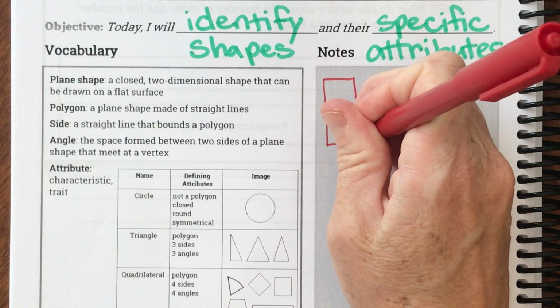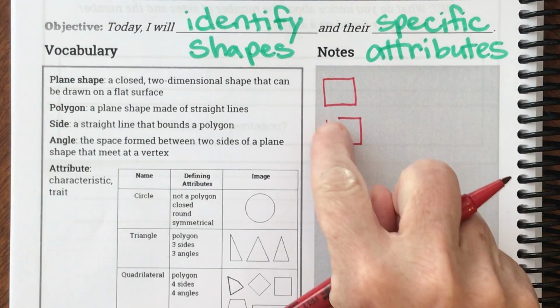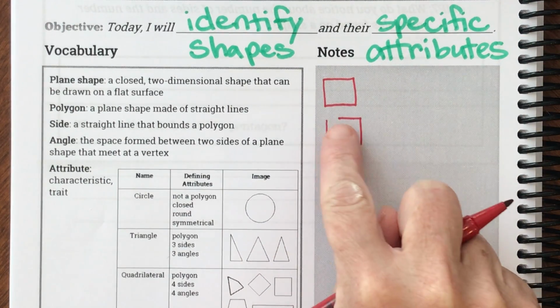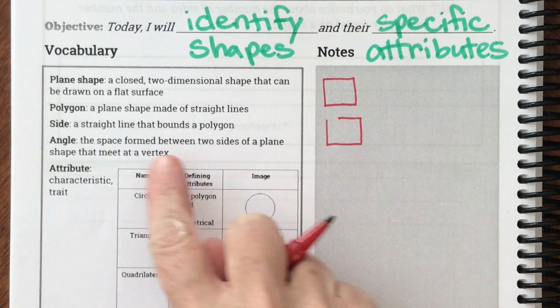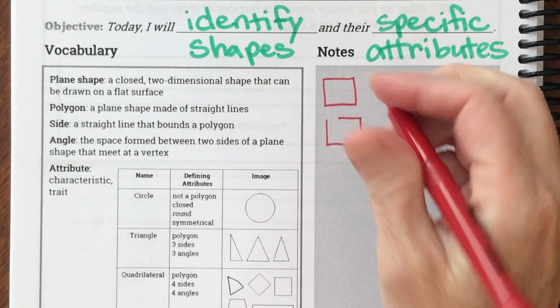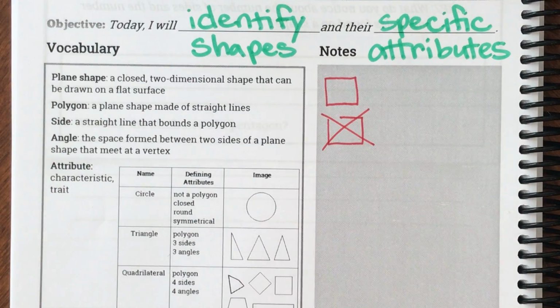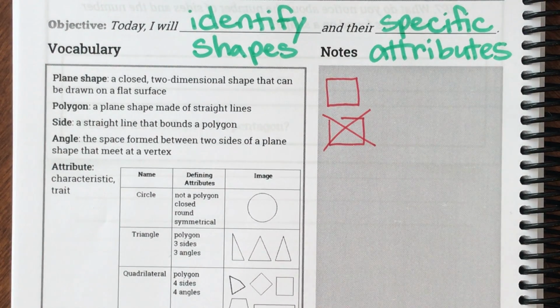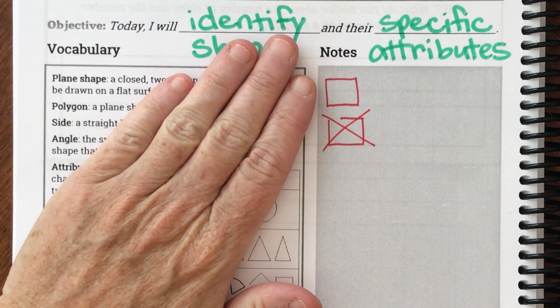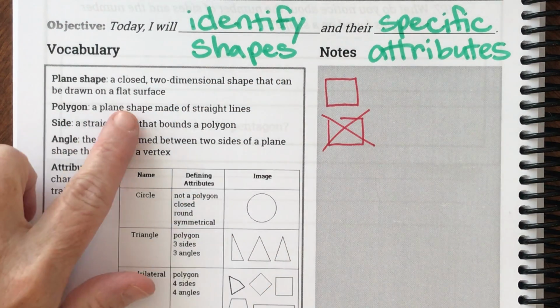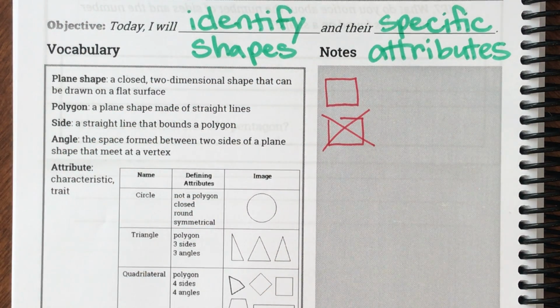This would be not a closed shape. Do you see how you can get inside that? There's an opening there. So a plane shape is closed. They're not open. And it says it's two-dimensional. Two-dimensional means it's flat. It's a flat shape. That's why it says it can be drawn on a flat surface.